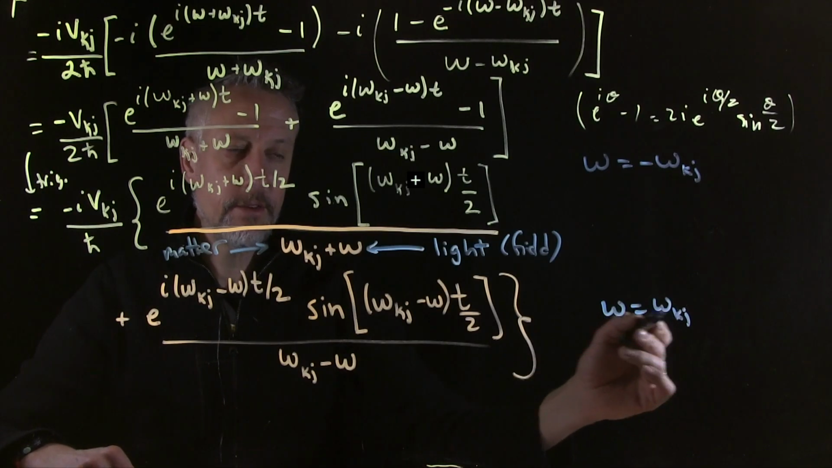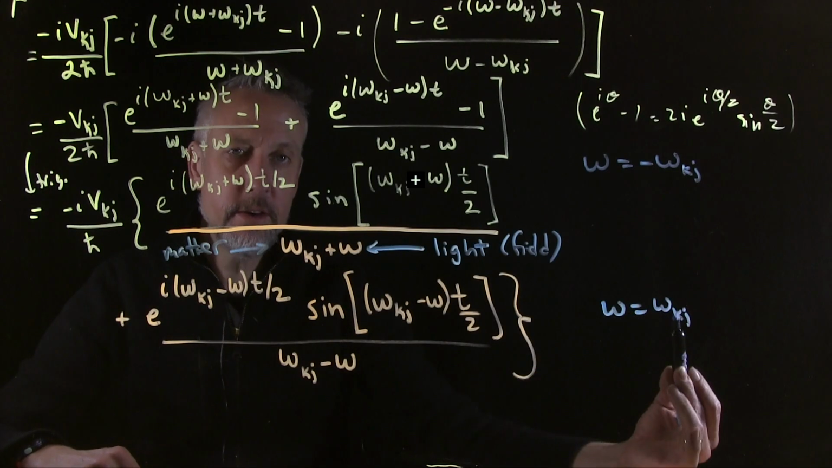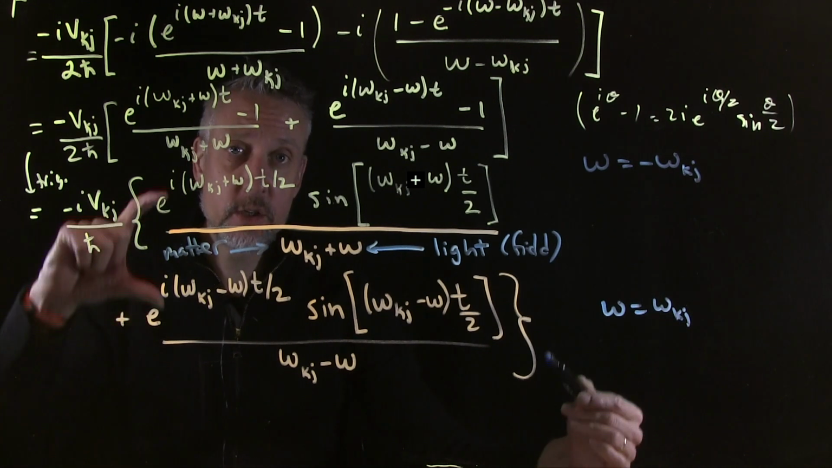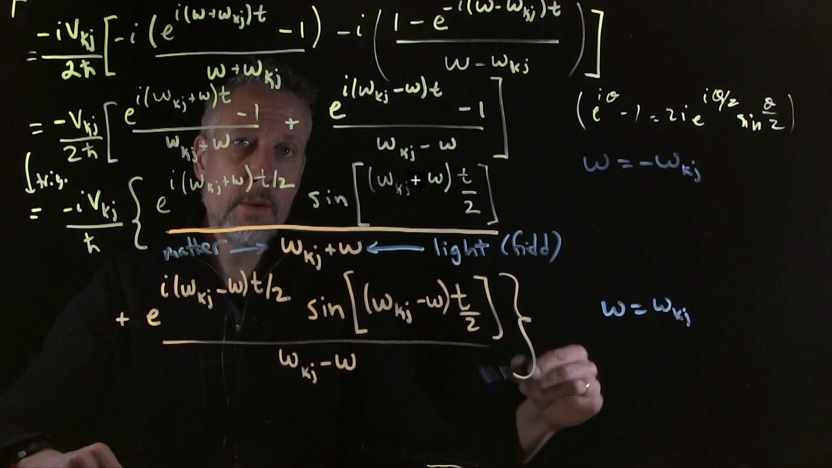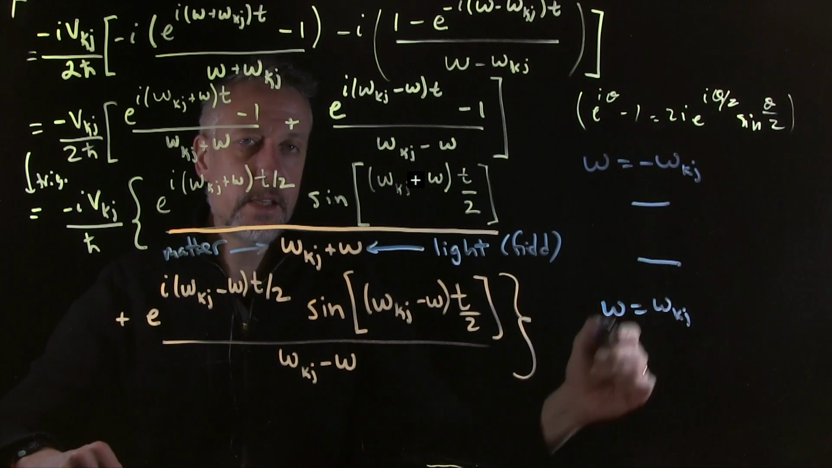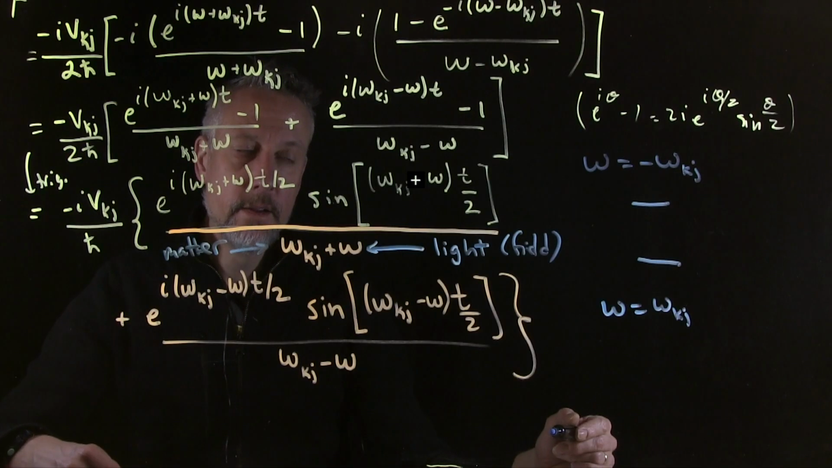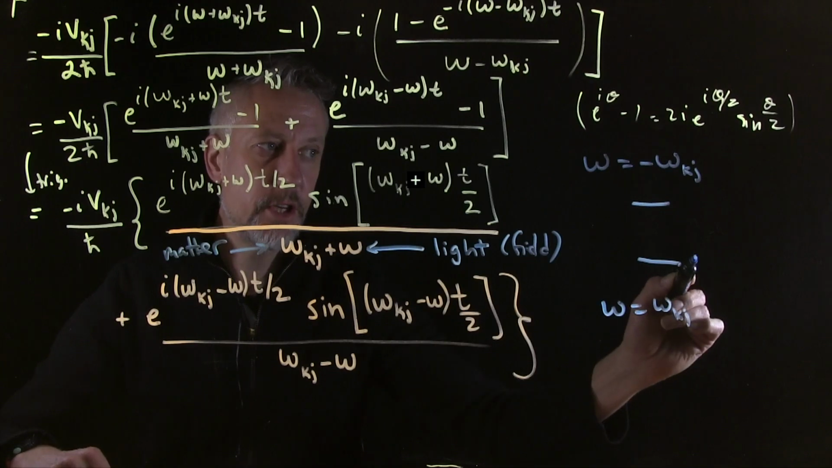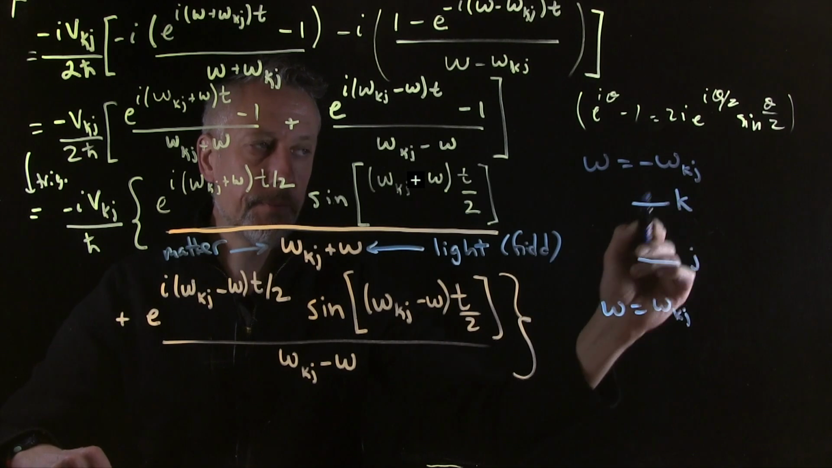Right, so when the laser is equal to omega kj. Now here's the thing. We have not specified k or j yet, have we? We just said they're two different states. So what does the sign of omega mean? The sign of the omega is telling us whether the first state, the initial state, is lower or higher than the final state, right? Let's call this j and call this k.